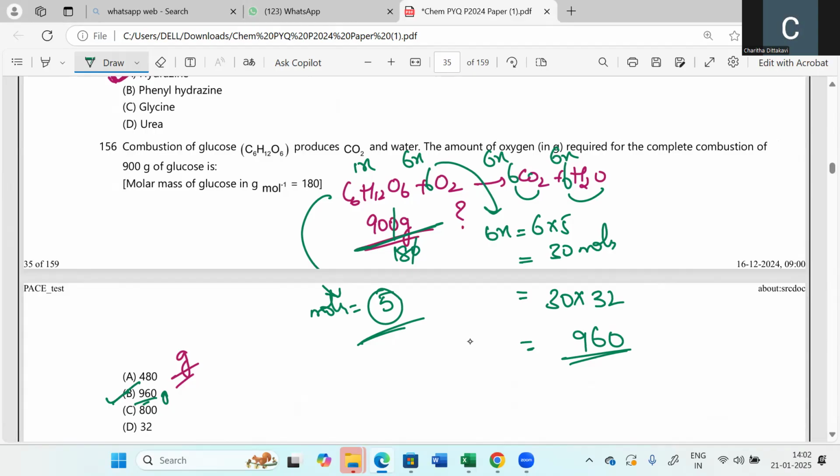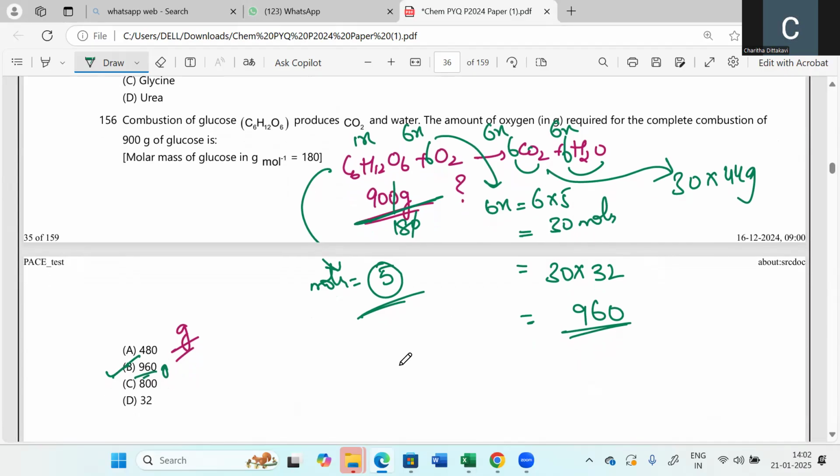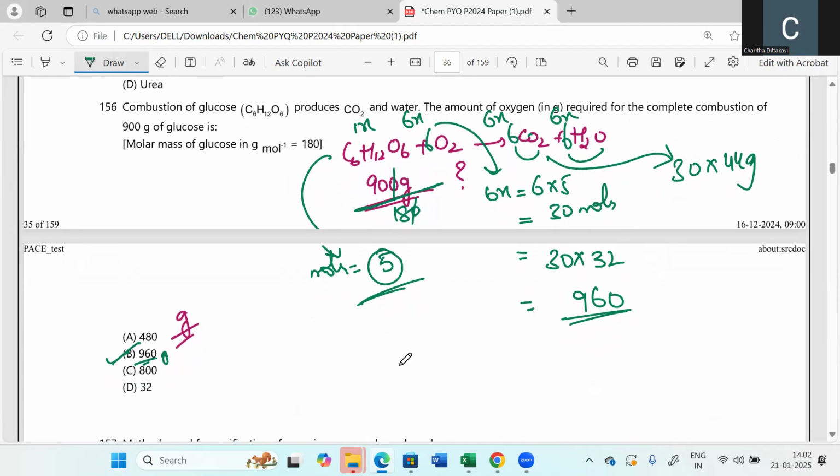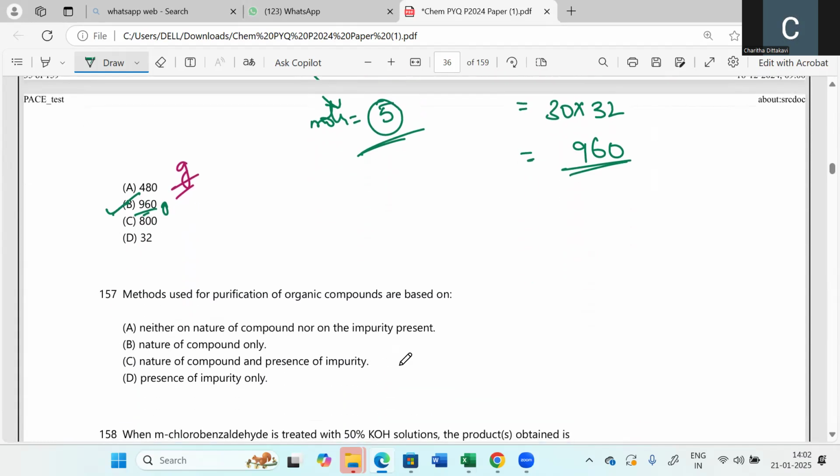And if they ask you carbon dioxide, how much? That would be 6 times x again. 6 5s are 30 moles, which means 30 into 44 grams for carbon dioxide. And then same again, 30 into 18 grams for water. That is how you go. And if they ask you the volume, then 1 mole is 22.4 liters, 2 moles is this much, 3 moles is 3 into that, 6 moles will be 6 into 22.4. That is how we will go.